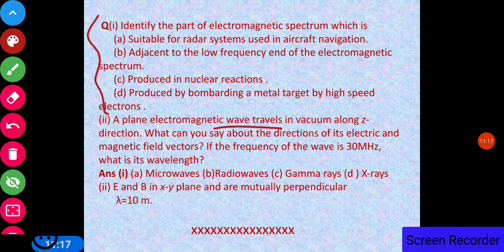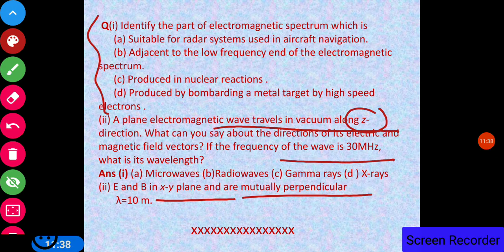Similarly, a plane electromagnetic wave travels in vacuum along the Z direction. What can you say about the direction of its electric and magnetic field vectors? Since it is moving along the Z direction, the electric and magnetic fields will be perpendicular to Z, that is, in the XY plane, and are mutually perpendicular.